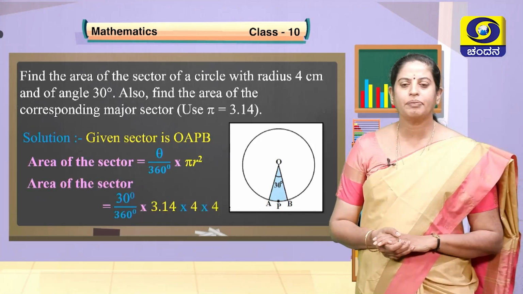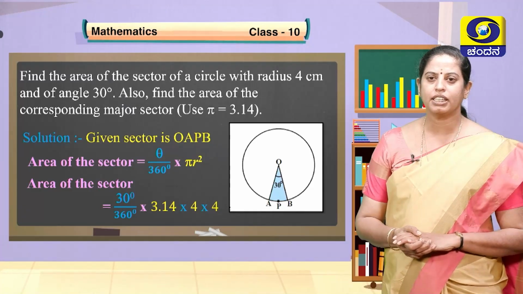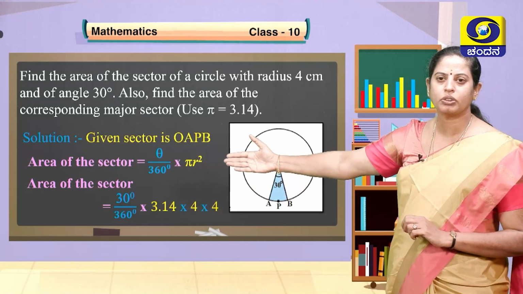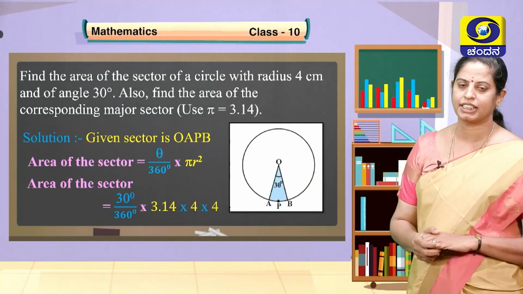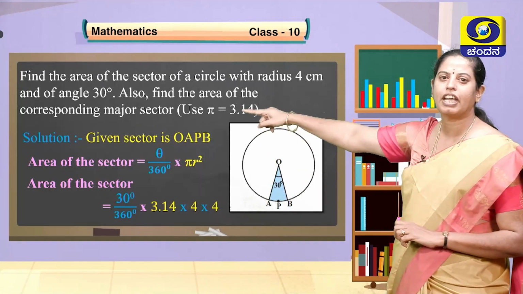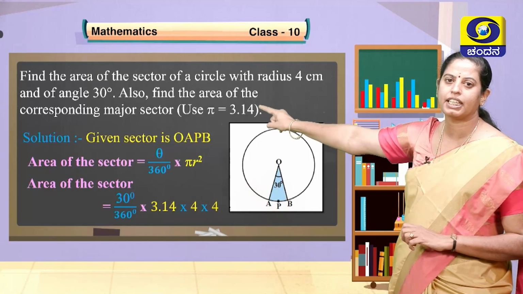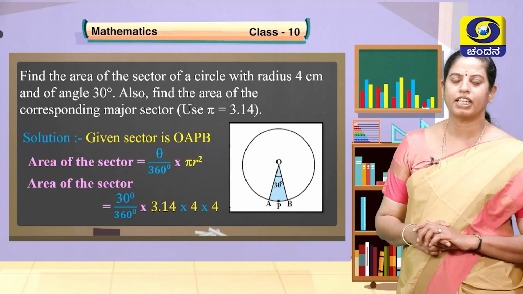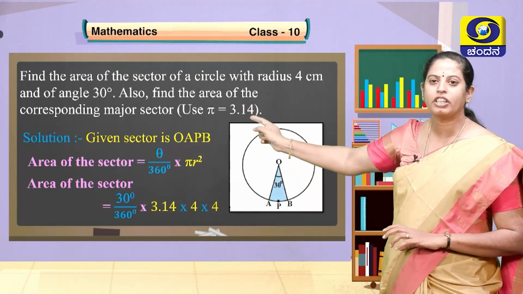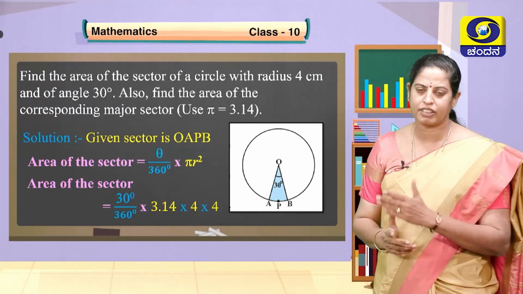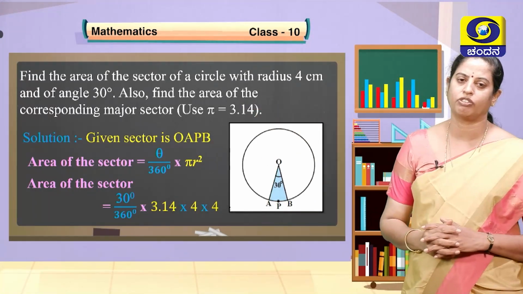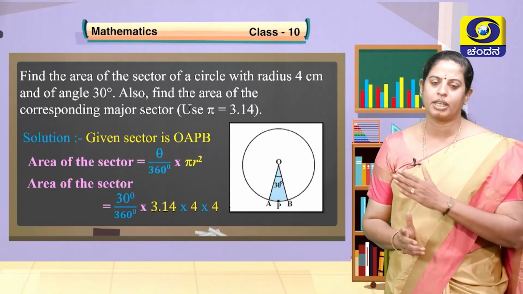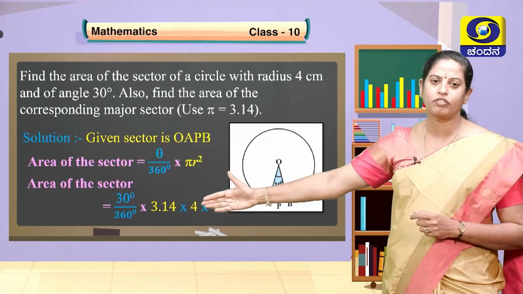It is a model problem in your textbook. You can see this problem in your textbook also, children. Area of the sector, when we substitute the value of theta here, it is 30 degree by 360 degree into, we are taking the value of pi as 3.14 because it is directed in the question, use pi equals 3.14. Unless they denote the use of 3.14, you can take pi as 22 by 7 also, but it is given use pi equals 3.14, hence we are using 3.14 here, into r square means r multiplied 2 times. So, radius is 4 centimeter, 4 into 4.